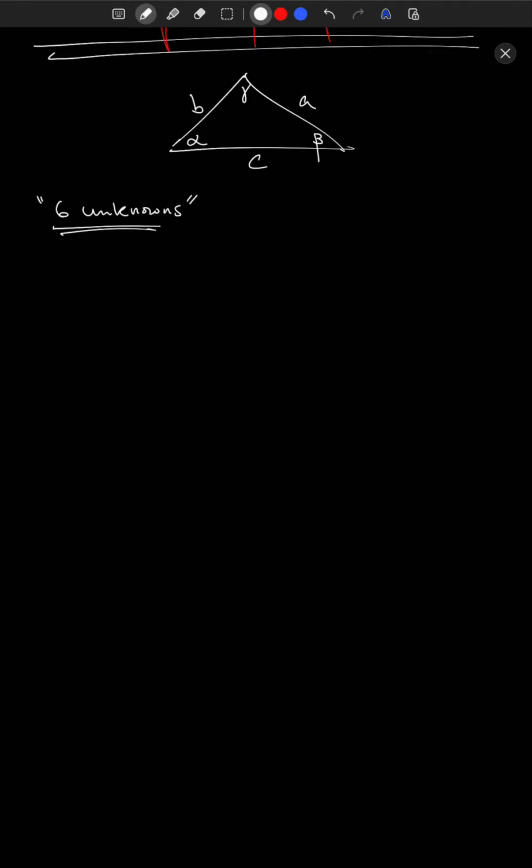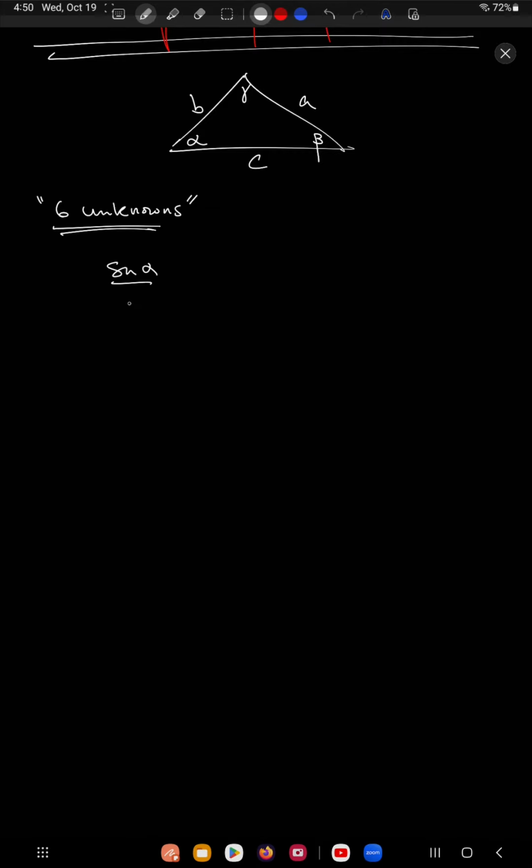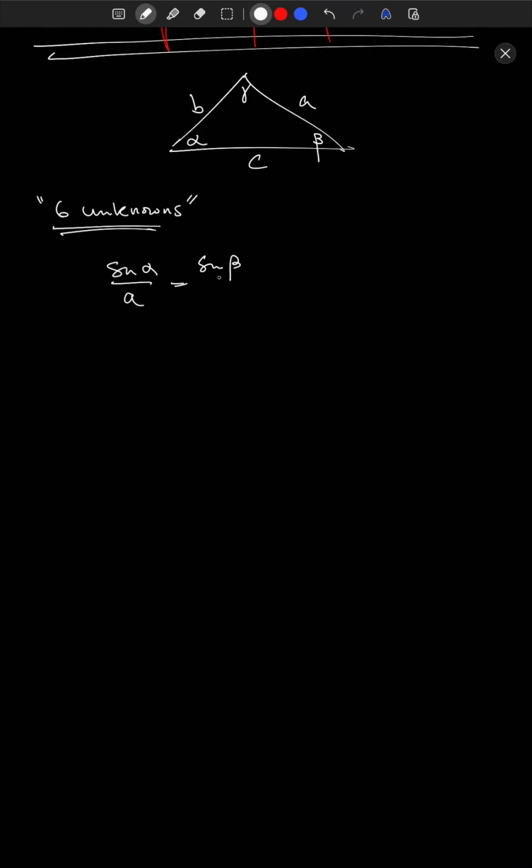So let's see, what pieces of information do we know? We just learned the law of sines. So that's sine of alpha over A equals sine of beta over B. We have sine of beta over B equals sine of gamma over C. I'm choosing these 2. We also have, of course, sine of alpha over A equals sine of gamma over C, but that's not a separate equation. That one is equivalent to these 2. That one comes from these 2. So that's not a real equation.